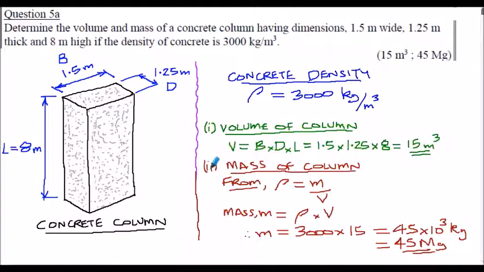Part 2 of the solution, we want to find the mass of the column. From density equals mass over volume, we can rearrange to find the mass. That's density multiplied by volume. So the density is 3,000 kilograms per meter cubed, multiply that by 15 meters cubed. That evaluates to 45 megagrams.